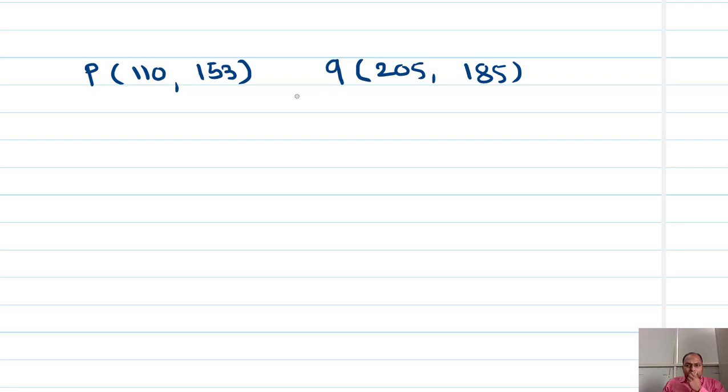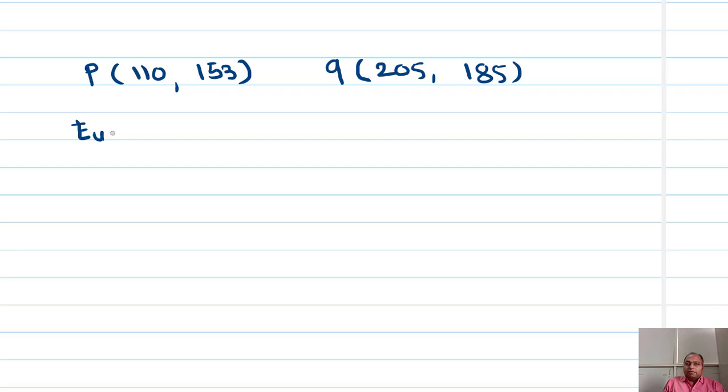Suppose there are two pixels, P and Q, having some coordinate values. Let us say the x coordinate is 110 and the y coordinate value is 153 for P, and for Q, 205 and 185. These are random values I have chosen to find out the Euclidean distance and the city block distance. So how to find out the Euclidean distance?